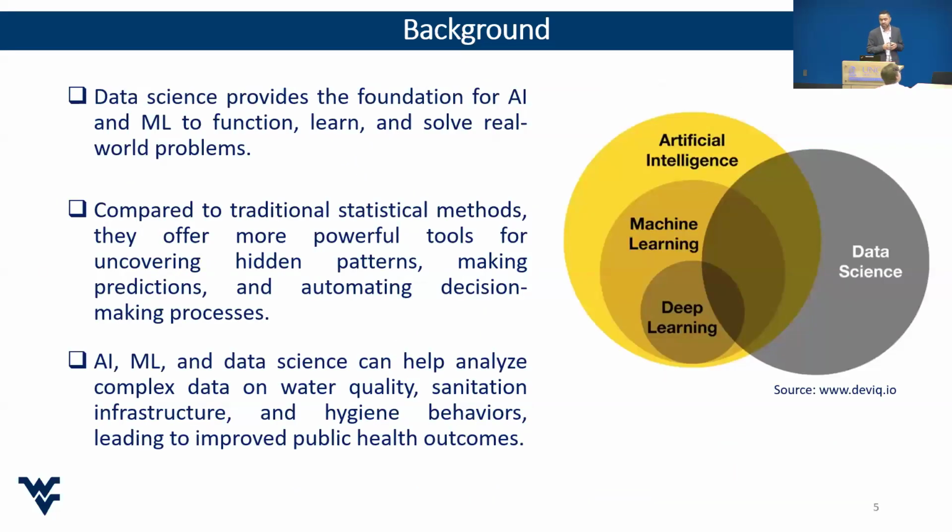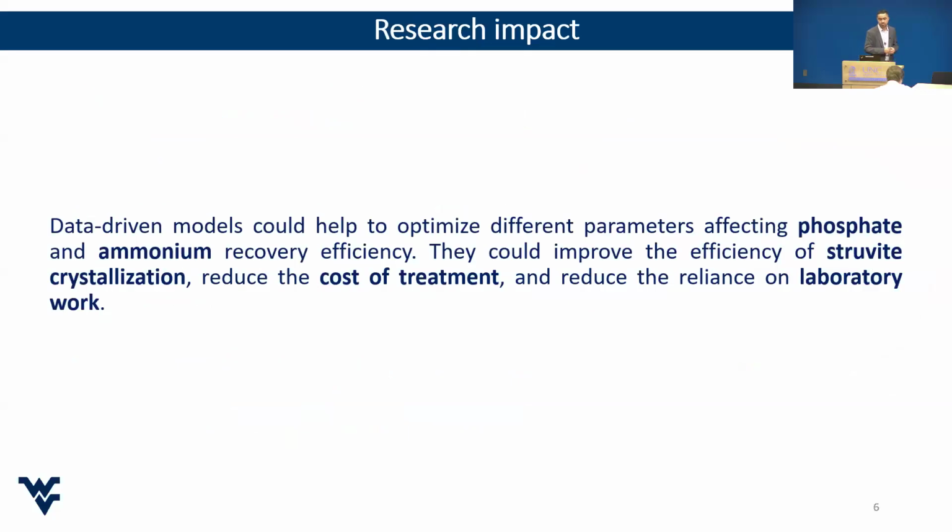Data science provides the foundation for artificial intelligence and machine learning to learn and solve real-world problems. If we compare it with statistical methods, they offer powerful tools for uncovering hidden patterns, making predictions, and automating decision-making processes. These methods can also help analyze complex data on water quality, sanitation infrastructure, and hygiene behavior, thus leading to improved public health outcomes. As for the expected impact of this study, data-driven models can help to optimize different parameters affecting ammonium and phosphate recovery efficiency, and thus could help to improve the efficiency of struvite crystallization, reduce the cost of treatment, and reduce the reliance on laboratory work.